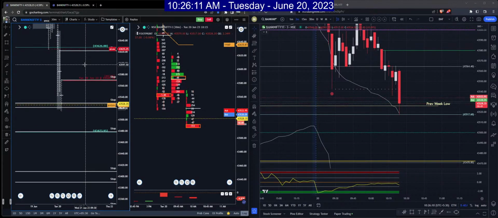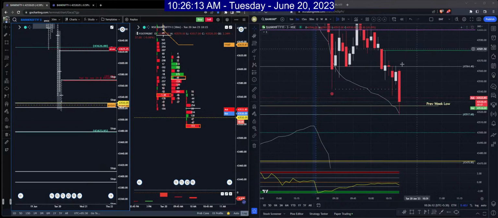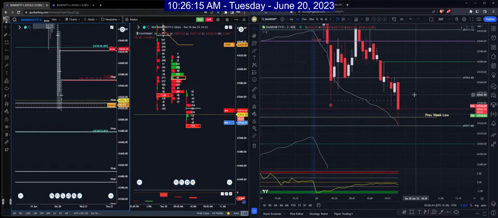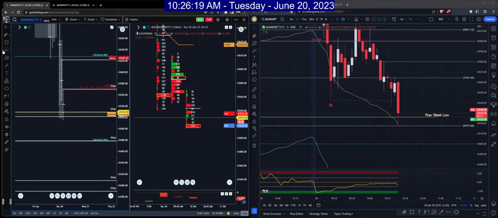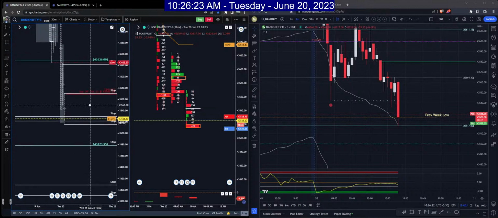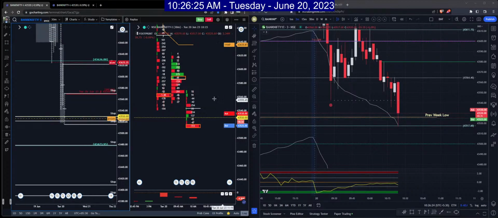So today being the FinNifty expiry, be careful, trade with tight stop losses, like how I am trading, and just practice. That's what I'm doing. I'm just practicing and practicing and practicing.